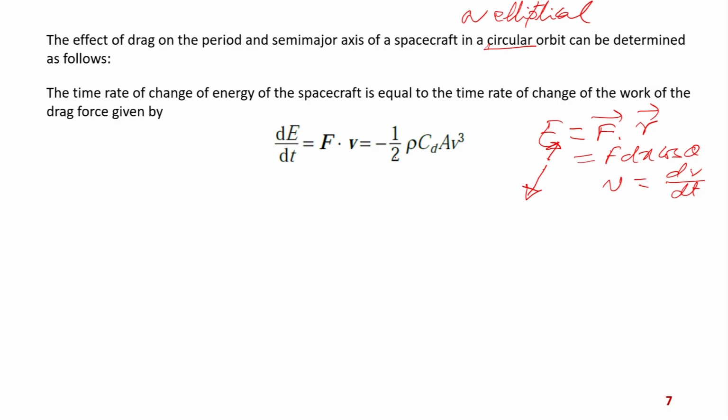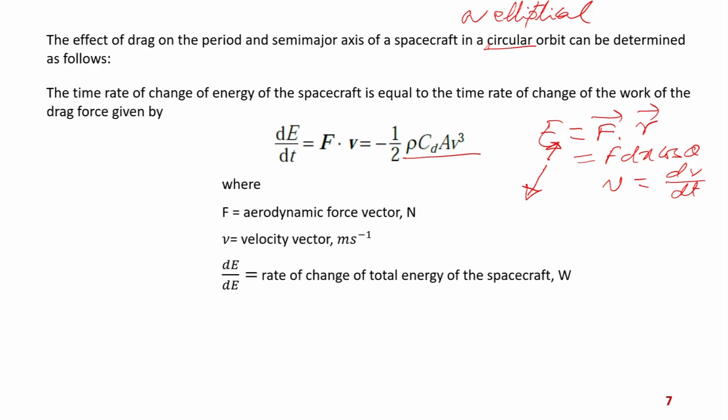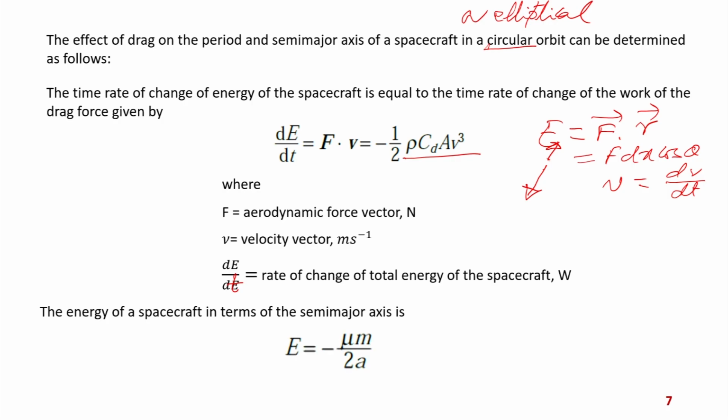So, substituting this expression for the drag force, what we have written in the earlier slide. Here F is the aerodynamic force vector and V is the velocity vector, and dE/dt is the rate of change of total energy of the spacecraft. This is in watts. So now we can write the energy of the spacecraft in terms of the semi major axis like this. So how can I write that?